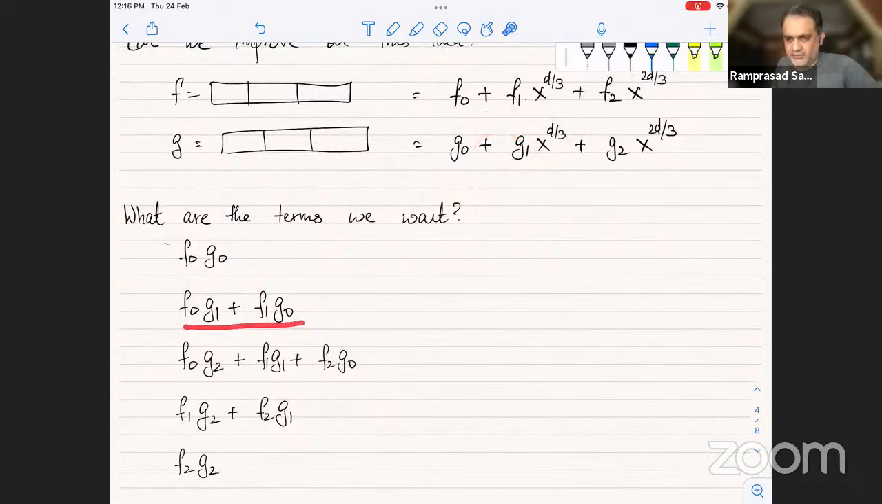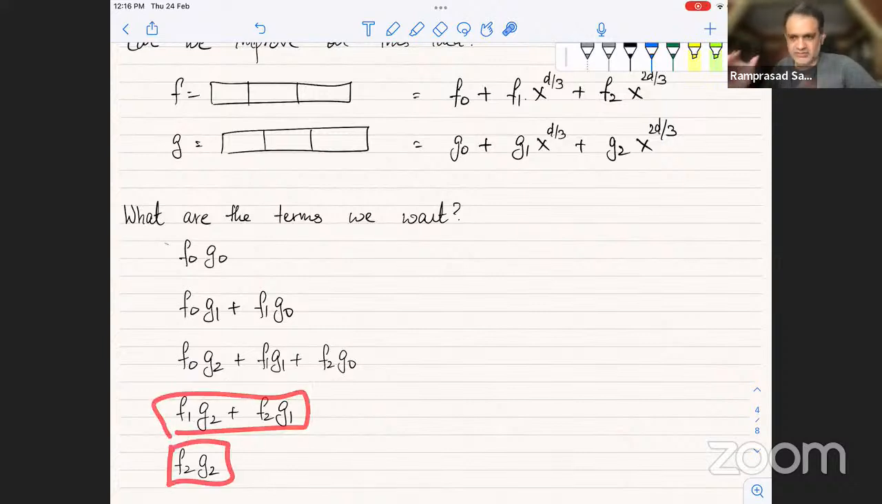So that is f0 g1 plus f1 g0. And now I want the coefficient of x power 2d by 3. That will be a slightly uglier sequence. And x power 4d by 3, etc. Each of them will give you one such term of this form.